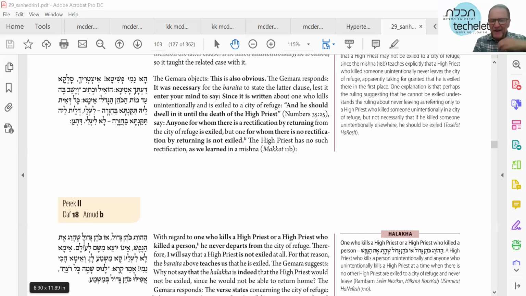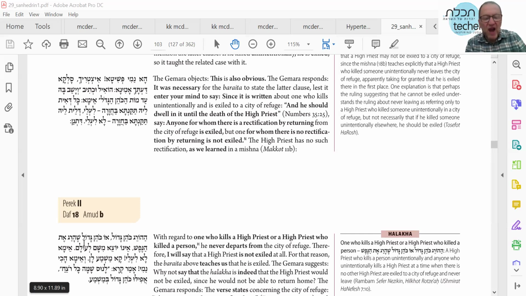Okay, he never leaves, and that apparently, according to the Rambam, is the halakha. If you look to the right-hand side of the page, you can see Rav Steinsaltz brings the halakha according to the Rambam. That is the halakha.